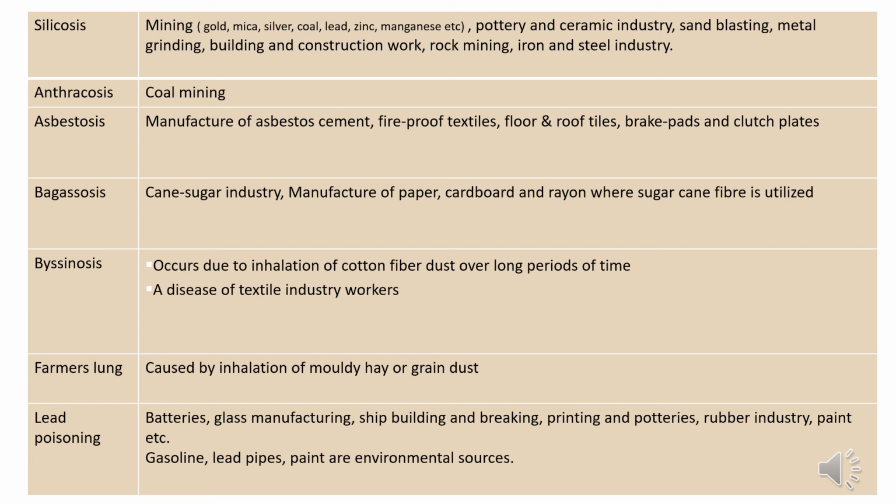In coal mining, usually the disease that develops is anthracosis. Among workers who work in manufacture of asbestos, cement, or fireproof textiles, or tiles, or brake pads and clutch plates, asbestosis is the disease that usually develops. Cane sugar industry workers in the manufacture of paper, cardboard, and rayon, or in any industry where sugarcane fiber is utilized, they usually go on to develop bagasosis.